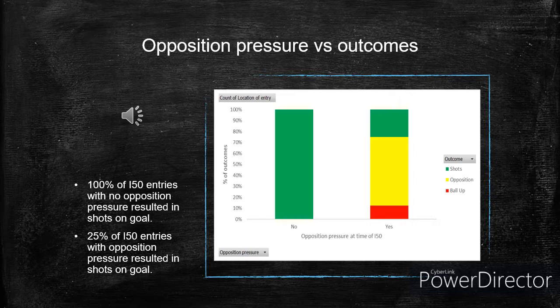For inside 50 entries with no opposition pressure, 100% of entries resulted in shots on goal, but when opposition pressure was present, only 25% of entries resulted in shots on goal, allowing the opposition to win back possession of the ball 62.5% of the entries or cause a ball up 12.5% of the entries.